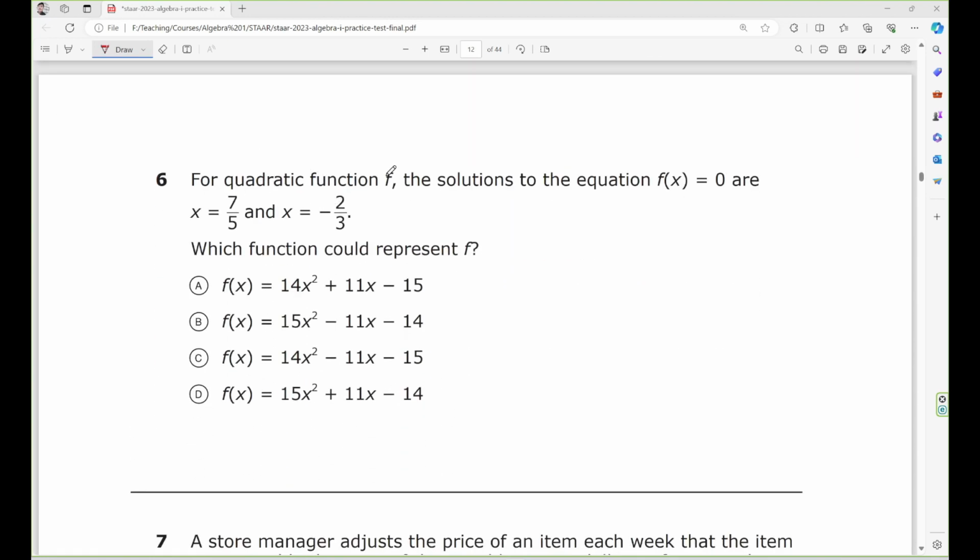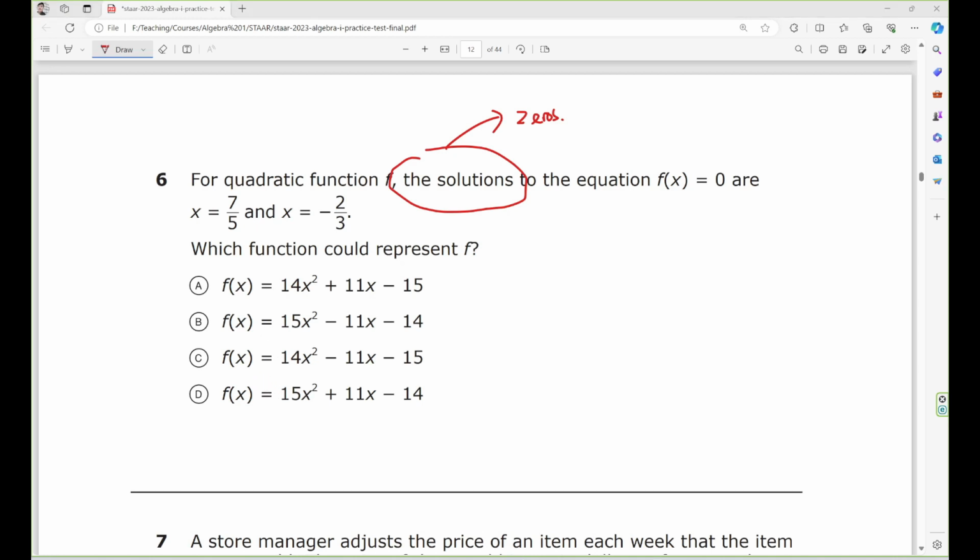Alright, for quadratic function, the solution to the equation f of s equals 0 at s equals 7/5 and s equals negative 2/3. Which function could represent f? Alright, it's the same thing as we need to find the 0 of the function. Now you have two different ways to solve this one. The first way, you use a calculator. You put each of this function on the calculator and you find solution.